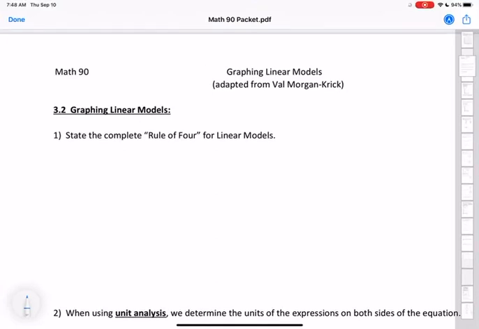All right, here we are in section 3.2. This is graphing linear models. Okay, so we are back in the packet. So go ahead and find this page if you haven't already. And what we have here, this number one, it says state the complete rule of 4 for linear models.